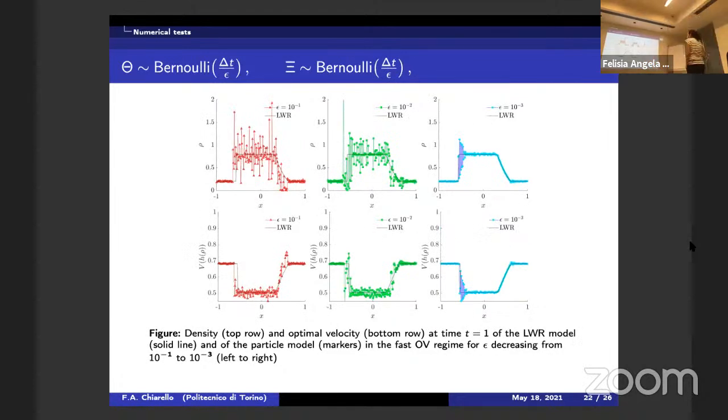And the same happens for the LWR, so considering theta Bernoulli delta t over epsilon and c Bernoulli delta t over epsilon. Here you can see some oscillations, but this is quite normal if you consider simulations of particle models, in particular where the solution is discontinuous. So here there is a shock, so this is quite common.